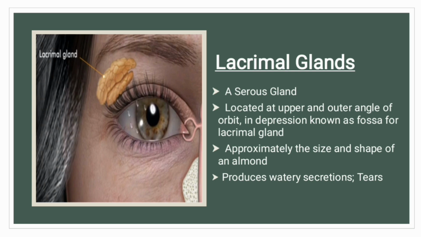They produce a watery secretion, the basal tears. Basal tears are the tears that are present all the time on the surface of the eye. What is their function? They help in the lubrication and moisture of the eye in order to reduce the friction. The basal tears help in it, right?